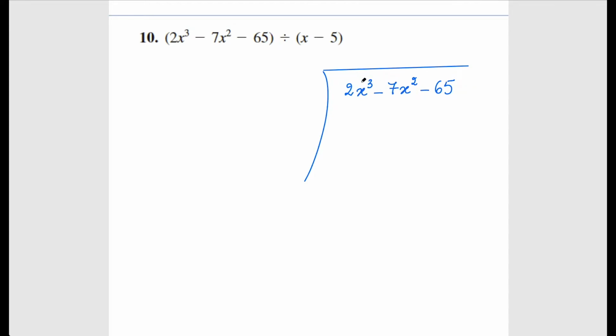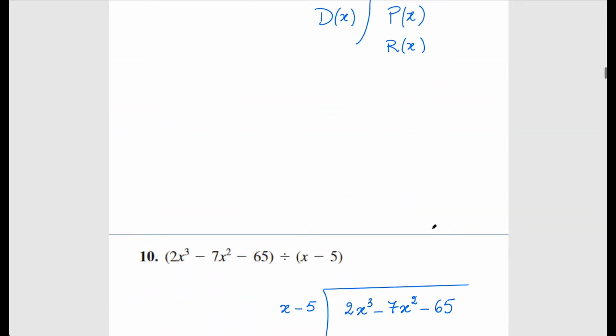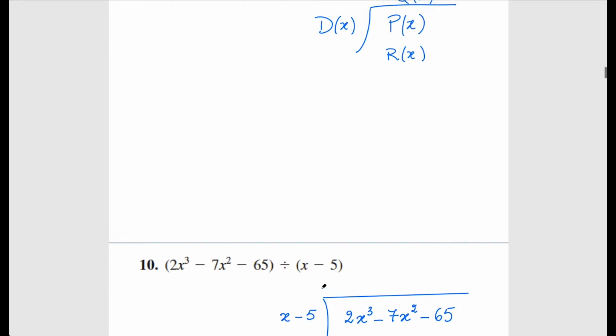So the degree 3 is higher than the degree 2, which is higher than the degree 0, right? This is of degree 0, but we don't write this guy. And we're going to divide by x minus 5. Also, I'm going to write this in a descending fashion for exponents. So x is degree 1 and 5 is of degree 0, right? Okay. So by the division algorithm, p of x is 2x cubed minus 7x squared minus 65. D of x, which is the divisor, is x minus 5.